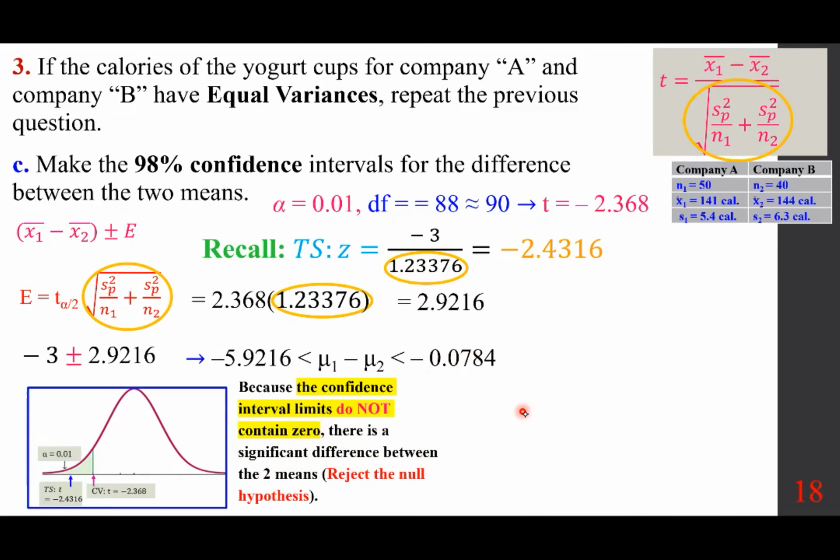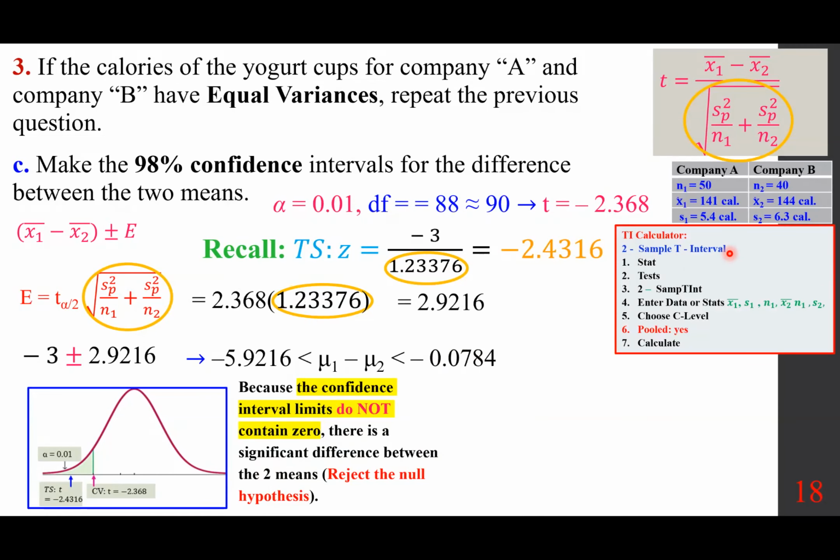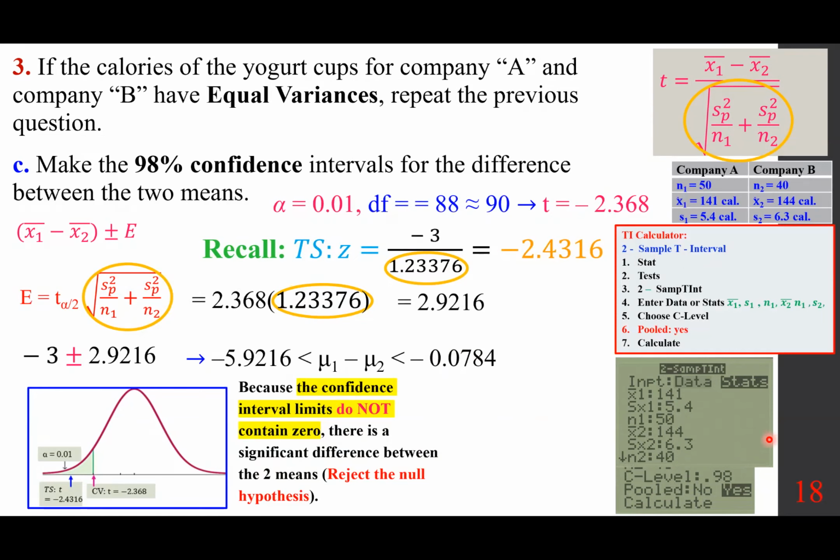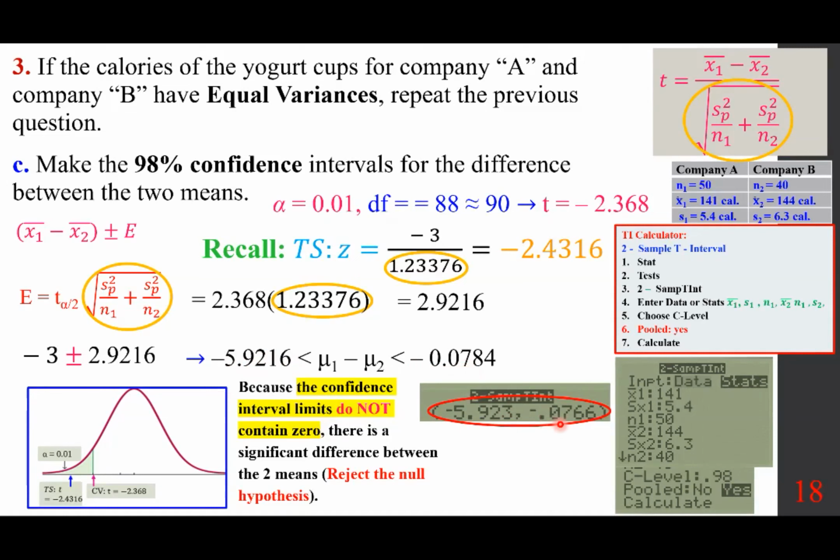If we were to do this by technology, we will go with the two-sample t interval, and we plug in everything that they ask us. In the case of the C-level, we put 0.98, 98%. Is it pooled? Yes, equal variances, that's the meaning of it. As you can see, this is very close to that. It's not identical simply because they use more decimals and their t is slightly different, but it's very close: negative 5.9 to negative 0.08. This is negative 0.08 as well. If you go with a couple of decimals, they are identical.